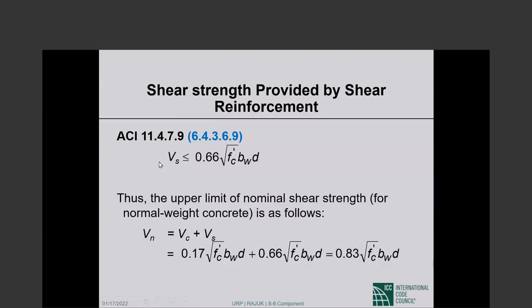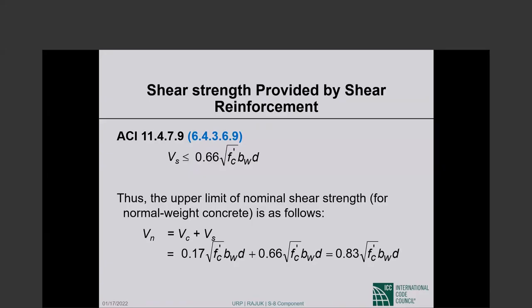V sub S, the contribution of the reinforcement, shall not exceed 8 square root of f sub c prime, in our units. So that means the sum of the concrete contribution and the steel contribution shall not exceed 10 square root of f sub c prime. Concrete is good for 2 square root of f sub c prime. Steel cannot exceed 8 square root of f sub c prime. So the total nominal strength of a section cannot exceed 10 square root of f sub c prime, 0.83 in your units.